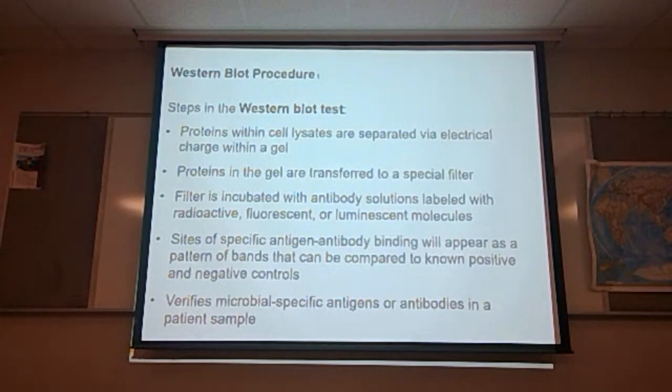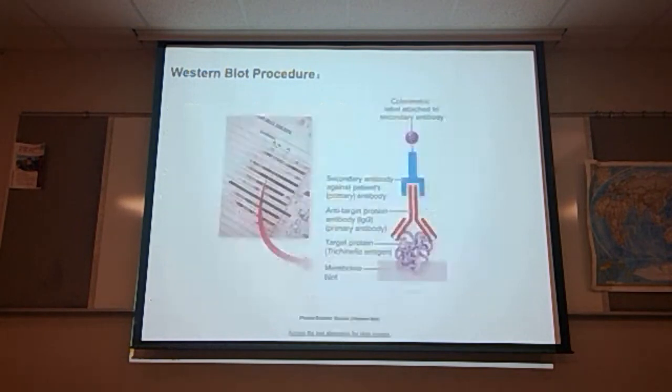Proteins within the cell will lyse. Cell lysates are separated by electrical charge within a gel. The proteins in the gel are transferred to a special filter. The filter is then incubated with specific antibody solutions labeled with radioactive, fluorescent, or luminescent molecules. Sites of specimen antigen-antibody binding will appear as a pattern of bands that can be compared to known positive and negative controls. And this verifies microbial specific antigens or antibodies in a patient sample.